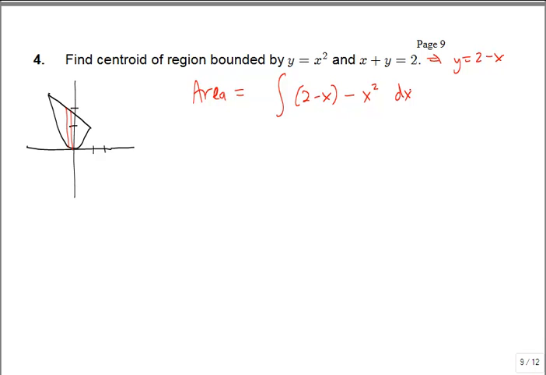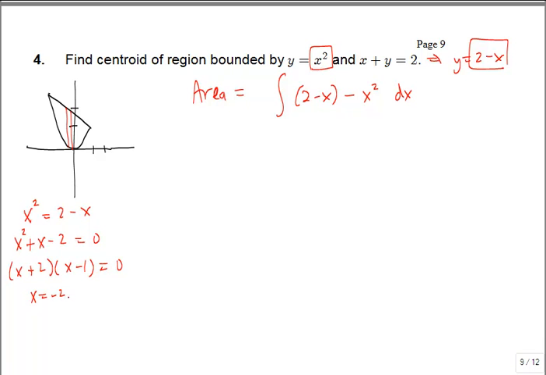And then what are my bounds? Well, we're going to need to either use a calculator to figure that out, or we're just going to need to do a little bit of algebra. So to figure it out, you're just finding when this y value here is equal to this y value here. So if I set my two curves equal to each other, I get a quadratic equation which factors, and we get x plus 2, x minus 1, so negative 2 and positive 1. So those are going to be my bounds.